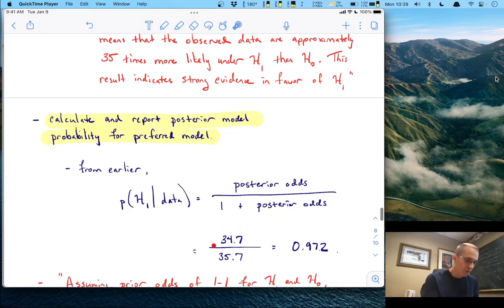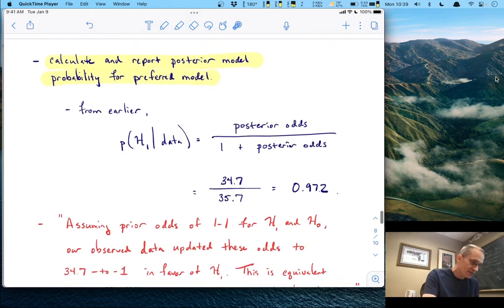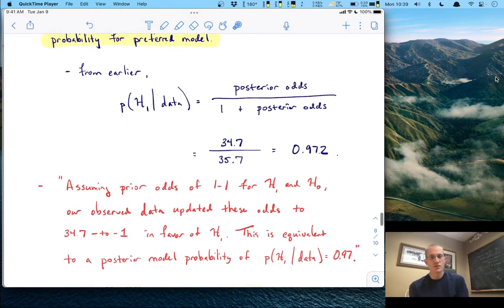So we take that 34.7 and divide by 1 plus it, so 35.7, and we get a posterior model probability of 0.972. And so we would write that up as follows. Assuming prior odds of 1-to-1 for H1 and H0, our observed data updated these odds to 34.7 to 1 in favor of H1. This is equivalent to a posterior model probability of this.